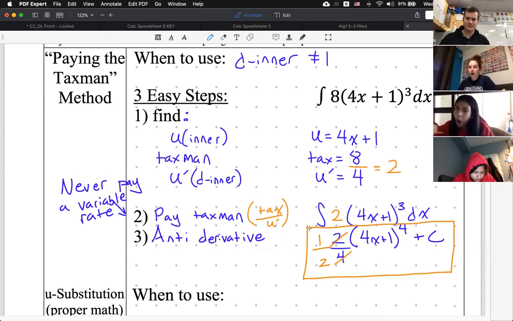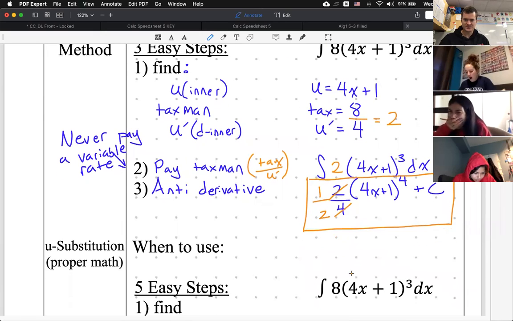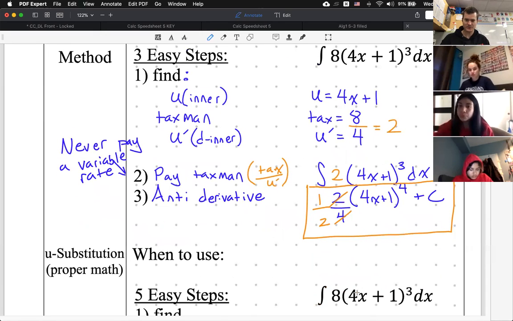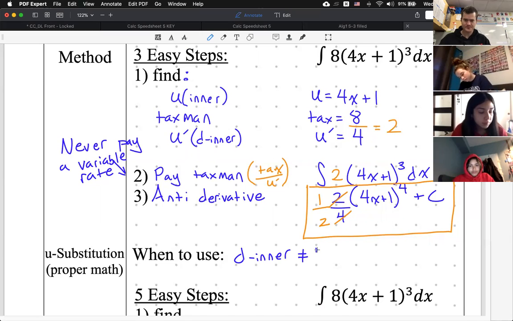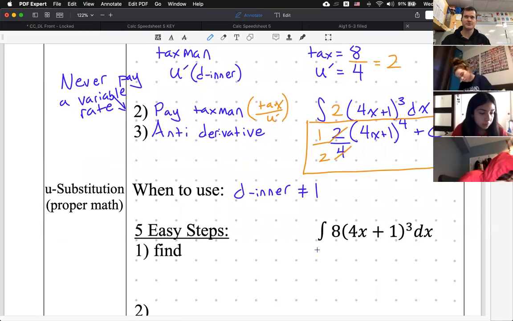I'm going to do the exact same problem down here. So you can see it's the integral of 8 times the quantity of 4x plus 1 to the power of 3. And this is going to be using the official way that you'll see in college, U substitution. And again, it's used at the same time. Whenever the derivative of the inner is not equal to 1, that's when you're going to need to use this. So whenever the derivative of the inner is not equal to 1, then you need to use U substitution, or I guess you could use taxman. You need to be comfortable with both.